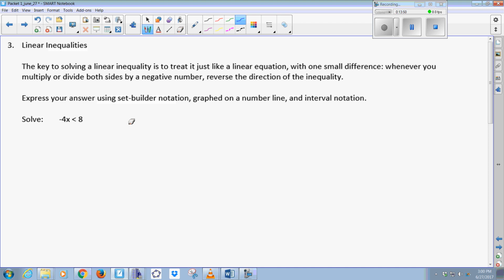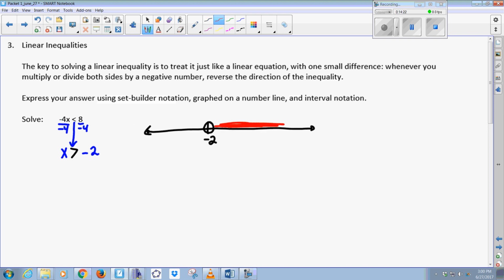So if this were an equation, if this said -4x equals 8, you would divide both sides by -4. So proceed as if you were solving an equation. And you get x on this side and -2 on this side. The difference now is that you have to reverse the sign of that inequality, x greater than -2. So if you were working on a number line, you would put an open circle at -2, and then you would shade it all the way to the right.